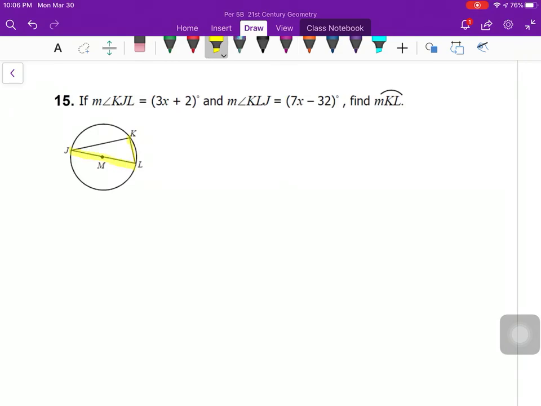So in this one, they gave us the measure of angle KLJ. So the measure of angle KLJ, this one over here. And then they gave us the measure of angle KJL. KJL, right there. Now, one thing that we can tell right away is we know that this angle is 90 because we have a semicircle.